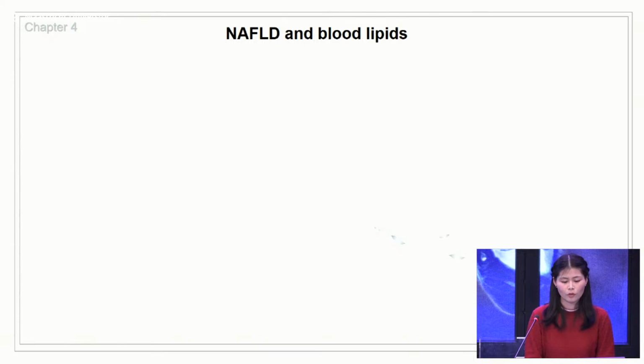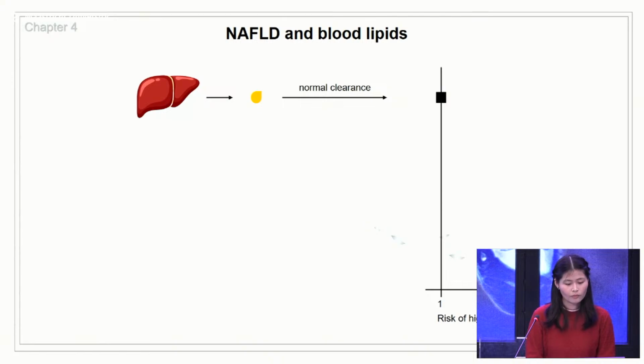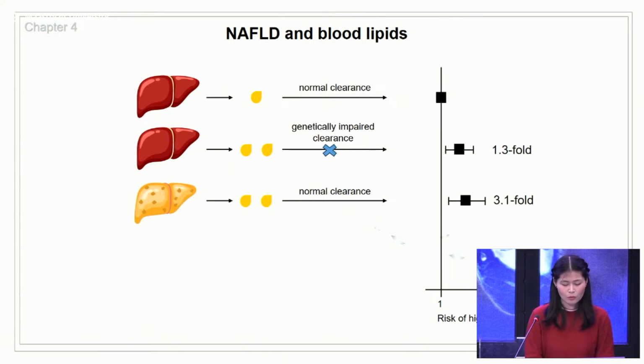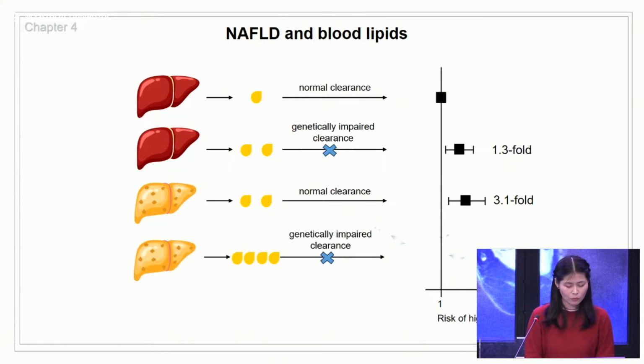The data was also derived from the Maastricht study. And we found that for individuals without NAFLD and without any DNA defect in the removal of blood lipids, their blood lipid levels were normal. For individuals with either the DNA defect in cleaning of the lipids or NAFLD, their blood lipid levels increased slightly. However, for individuals with both NAFLD and DNA defect in the removal of blood lipids, their blood lipid levels increased substantially. Now we find a strong relationship between NAFLD and blood lipids.